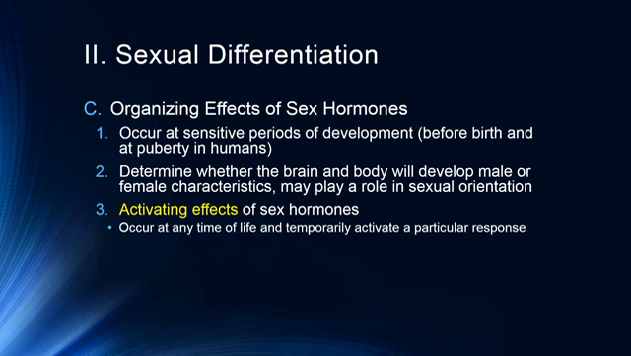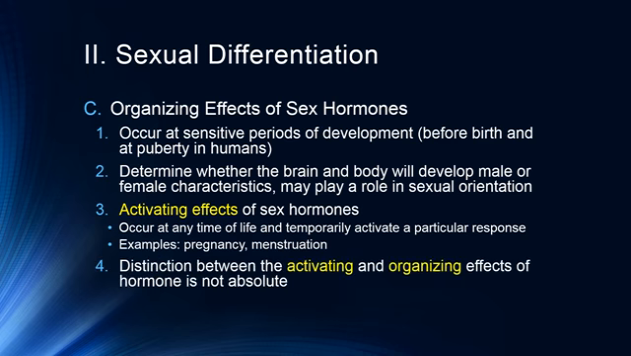So if you give a college-age female testosterone, it will make them better at mental rotation tasks and visual spatial tasks, which happens from this activating effect of a sex hormone. Other examples are things like pregnancy and menstruation. These are activating effects of sex hormones.